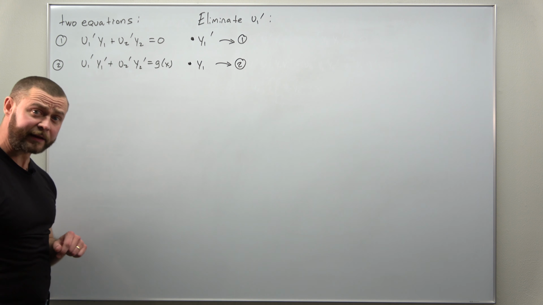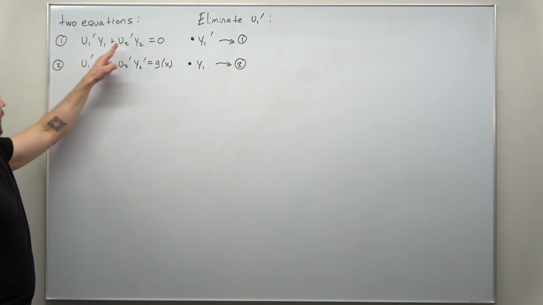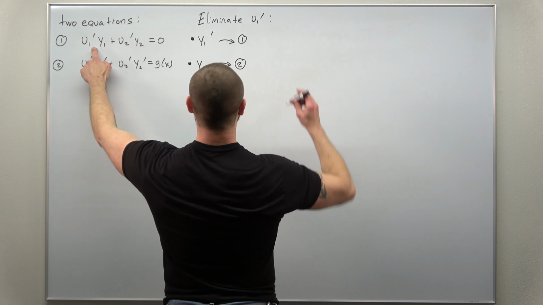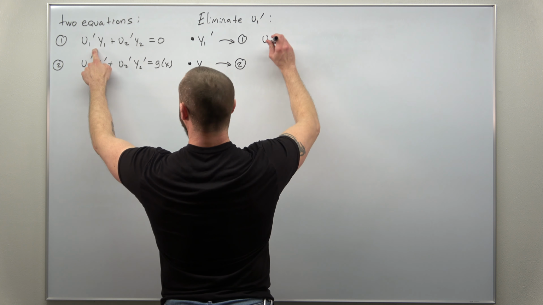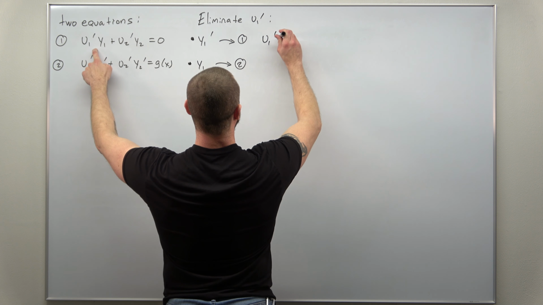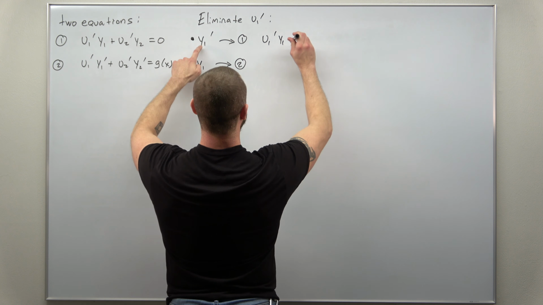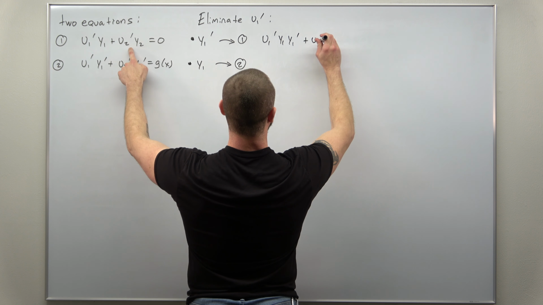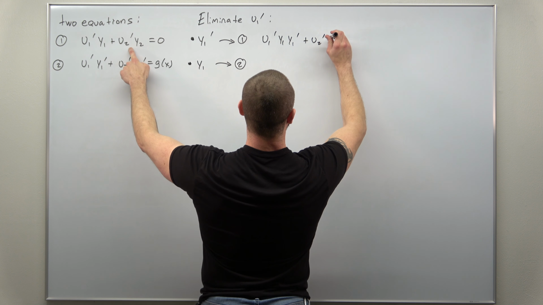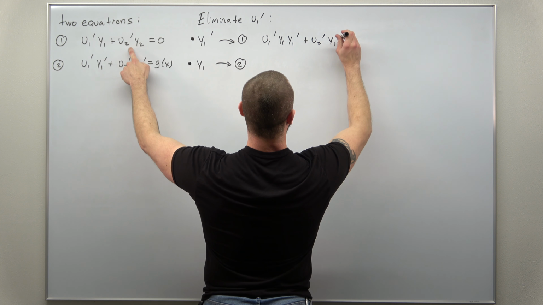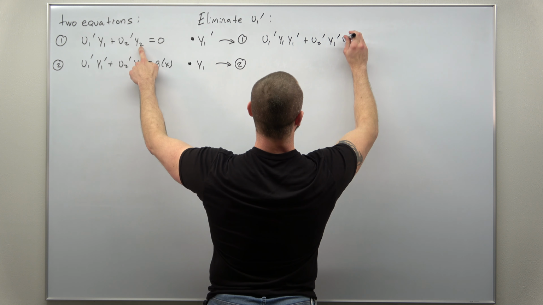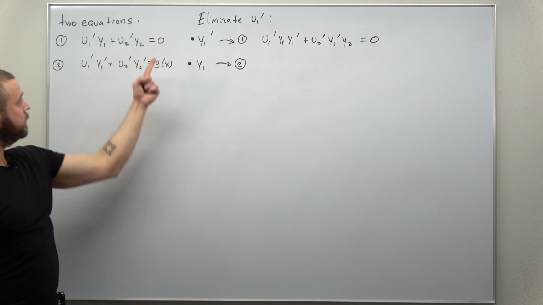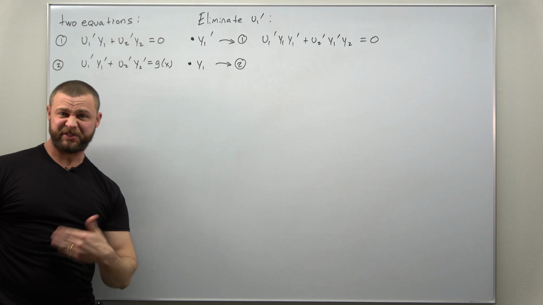And I'm going to take my time like I would in class. So let's multiply this whole first equation by y1 prime. So we should get u1 prime times y1 times y1 prime plus u2 prime times y1 prime times y2. And that equals 0. Multiplying by 0 still gives 0.